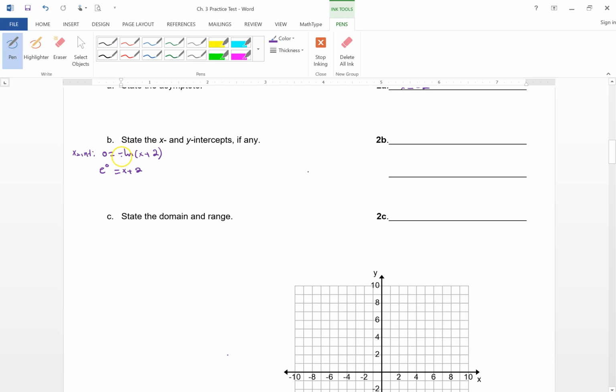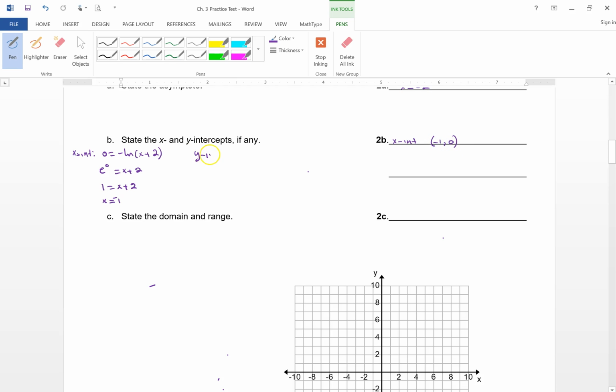Oh no, the negative will cancel out here. Here you can just divide a negative out, and the negative just goes away. You raise both sides as an exponential of e. So here we have 1 is equal to x plus 2, so x equals negative 1. Okay, so the x-intercept is negative 1 comma 0.